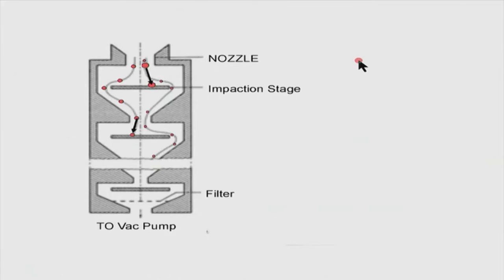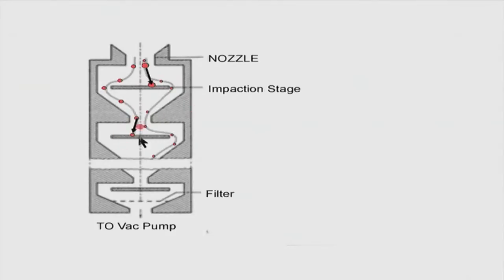30 minutes, so I would have sampled 900 liters. Any elephant that is bigger than this size will impact out on this plate, on this metal foil. After running it for 30 minutes, you take this foil and weigh it again. The difference in the mass will give you the mass of the particles, the elephants, bigger than that certain size. Okay? So that's the first stage.